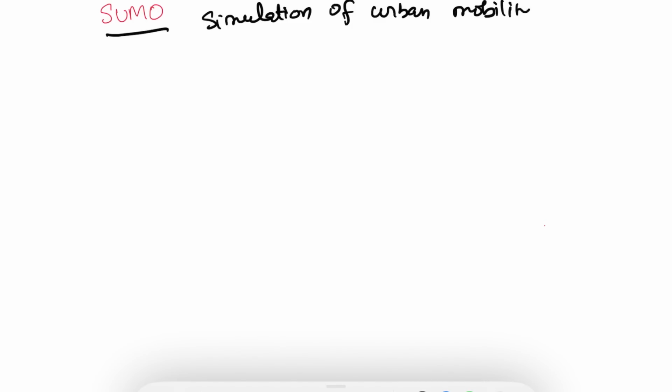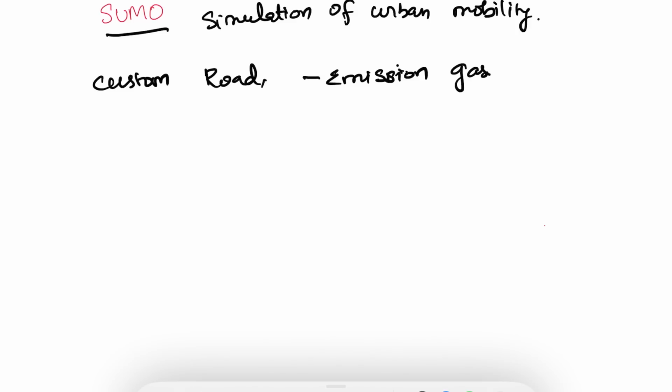Urban mobility software. So in this we are going to design our own custom road, our own road structure. For that we are going to find the emission gases for air pollution, or we simply call it air pollution monitoring.